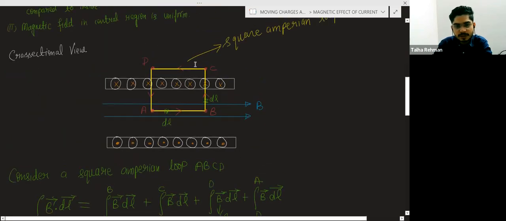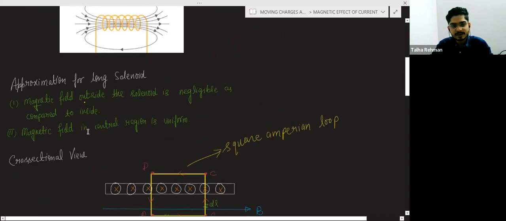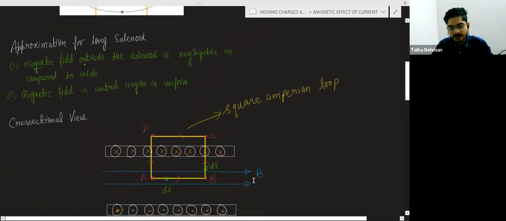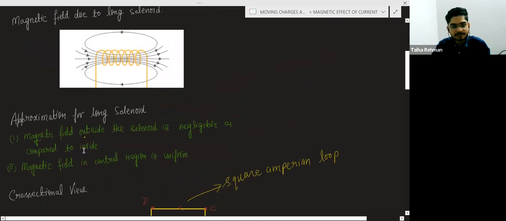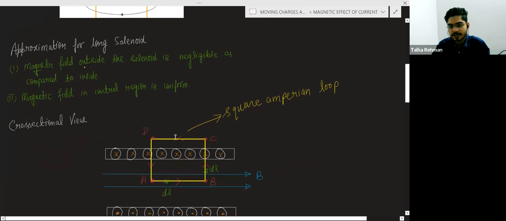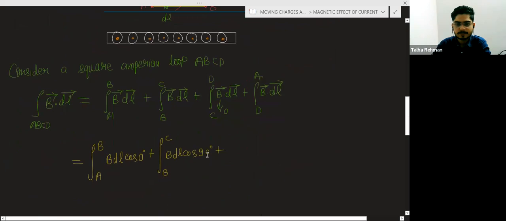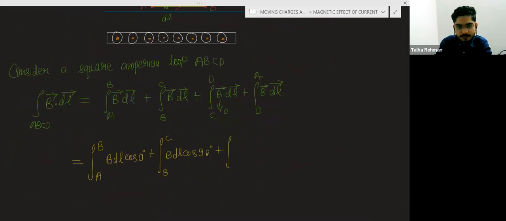Now from C to D, this point lies outside the solenoid. So from C to D, there will be no magnetic field. See here, the magnetic field in the central region is uniform, but the magnetic field outside the solenoid is negligible compared to the inside. So here the magnetic field will be negligible, meaning 0. So from C to D, the whole term will become 0.